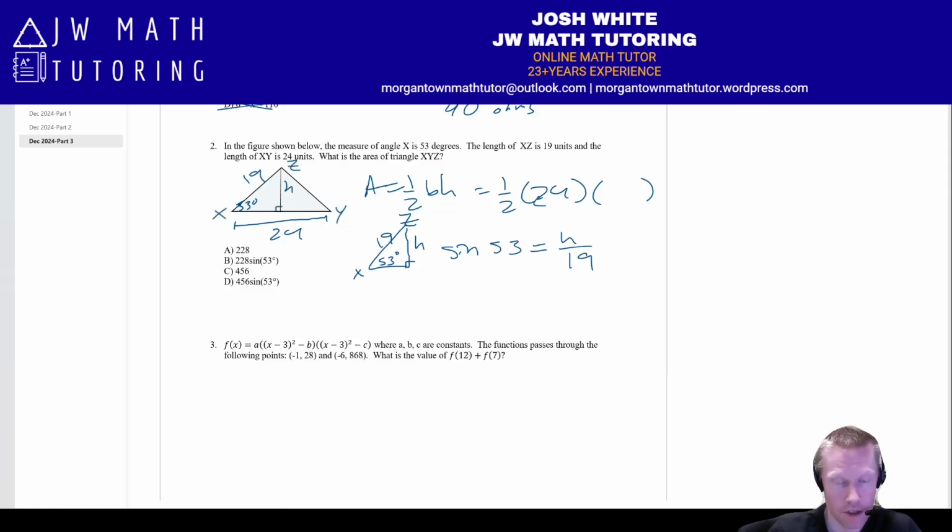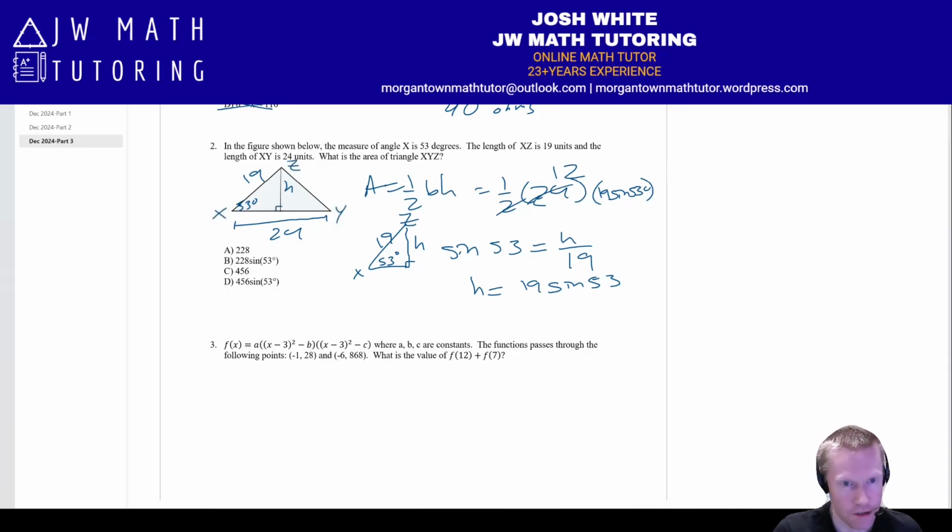And now, if we rearrange this, you multiply both sides by 19, you get the height is equal to 19 times sine 53. So now if you plug that into the area formula, 19 sine 53 degrees, notice what happens. The 2 can cancel with the 24 and just make 12. So now we have whatever 12 times 19 times sine 53 is.